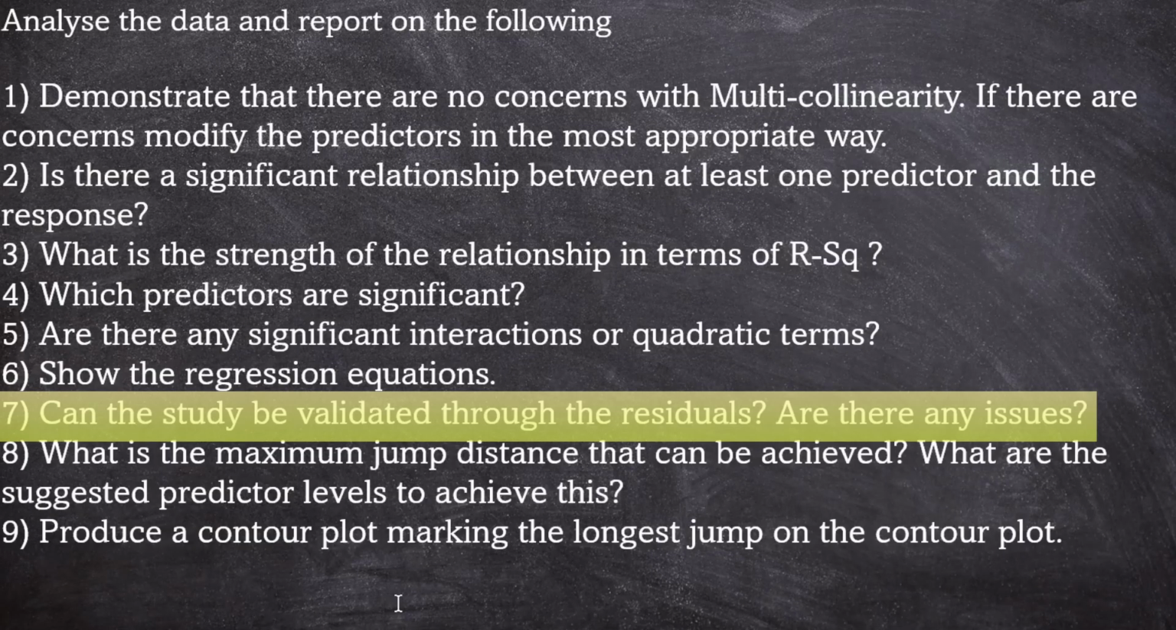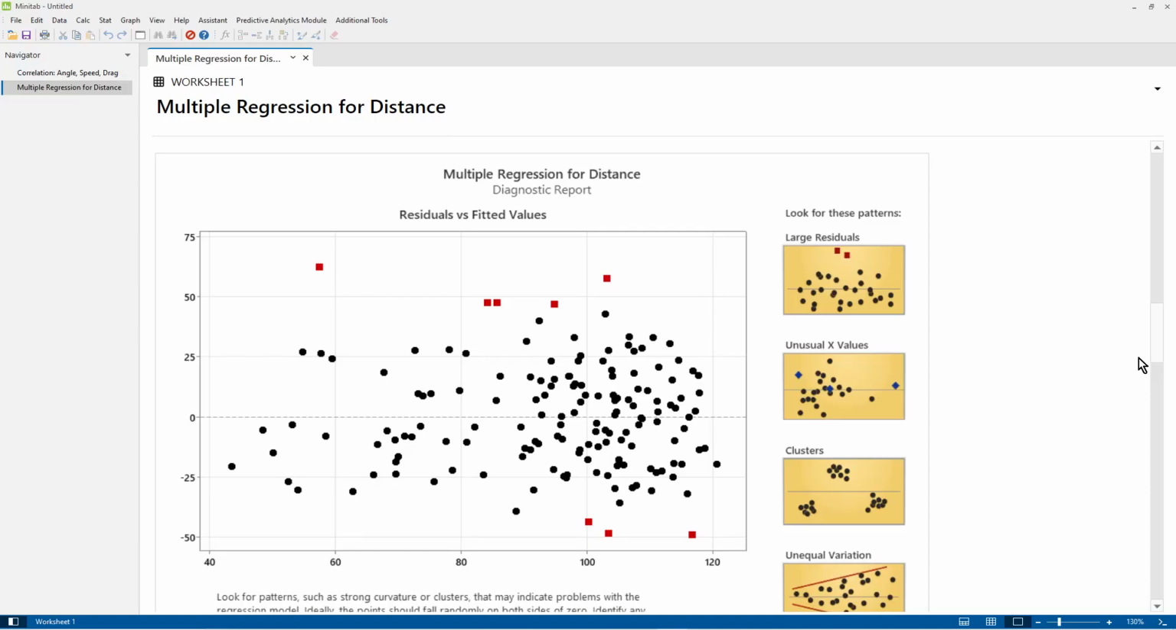Number 7, can the study be validated through the residuals? Are there any issues? So let's have a look at the diagnostic report. There we see the residual versus the fitted values plot. Main thing to look at here is the number of large residuals. We have 7. Yeah, they are large residuals, but not too far out from the main body of residuals. So, okay, we can let that go because we would expect to have a number of large residuals anyway. I don't see any patterns indicating missing terms or unusual values, which is great. So I would validate this study based on the residuals.